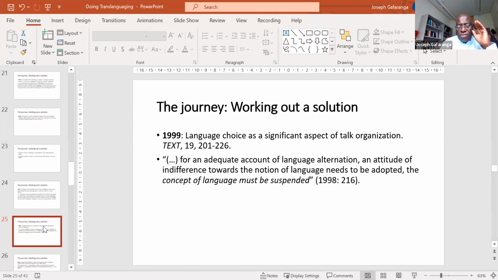That attitude of indifference, of course, comes from my reading in ethnomethodology and conversation analysis and so forth. So that notion of attitude of indifference comes from there. And indeed, this notion of suspending comes from there as well. So I say the concept of language has to be suspended. I'm not saying it has to be rejected.